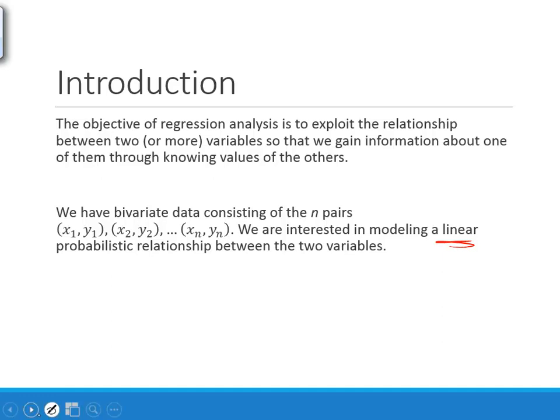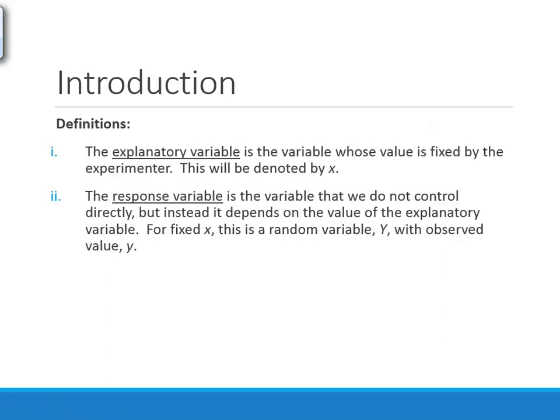Okay, so a few definitions before we jump in here. So again, we have these two variables that we're going to look at, and we'll give each of these names. So we'll call one of them the explanatory variable. We'll call the other one the response variable. And if you've seen this before, you've maybe heard the explanatory variable called the independent variable, and the response variable called the dependent variable.